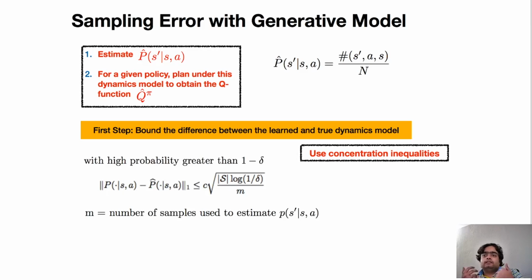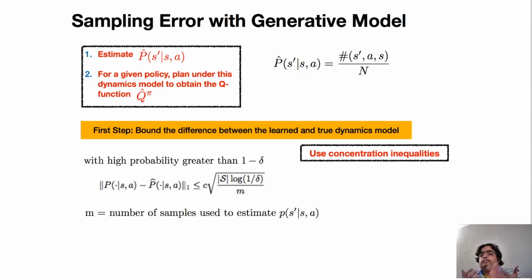So using the second lemma that we had on the preliminary slide, where we talked about concentration for discrete distributions, we can show that the L1 norm of the difference between p and p hat is bounded by some constant times the square root of the size of the state space times log 1 over delta, divided by m. And this statement holds true with probability greater than or equal to 1 minus delta. So if you put delta to be small, this holds true with a high enough probability.